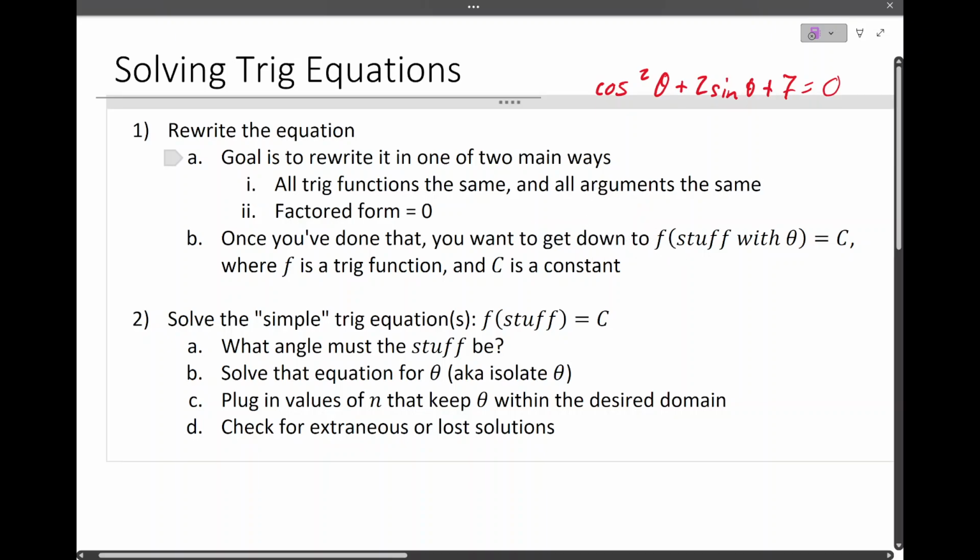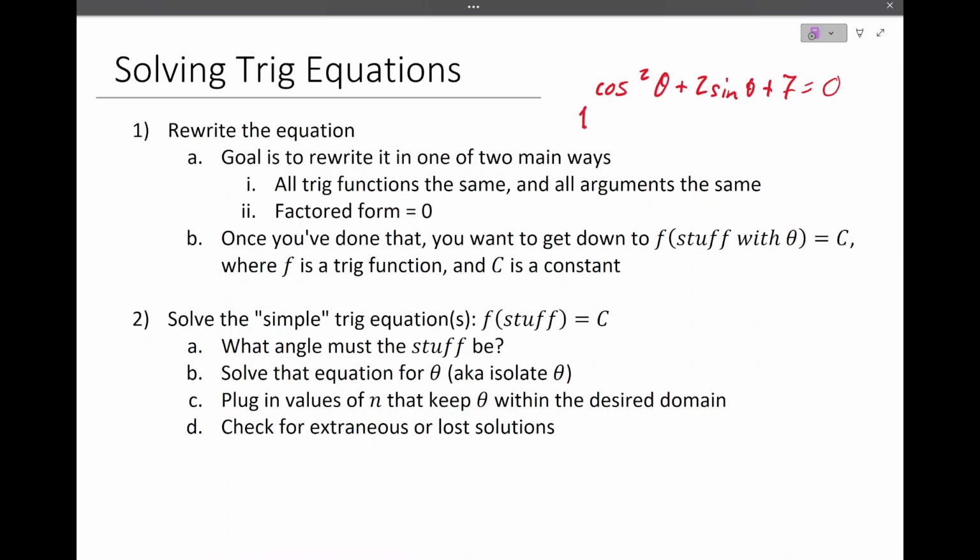So in this example, the way you're going to do that is by using the miscellaneous identities that you've come across in your training. So for example, here in this red one that I've made, we could replace cosine squared with 1 minus sine squared, plus 2 sine of theta plus 7 is equal to 0. I've then achieved the goal that I wanted, which is that all of these trig functions are actually the same. They're all sine. Okay, that's one way to do it. And then there are other strategies about how you actually solve it once you got here. But that's the overview: to rewrite it in some way that makes it more bearable.